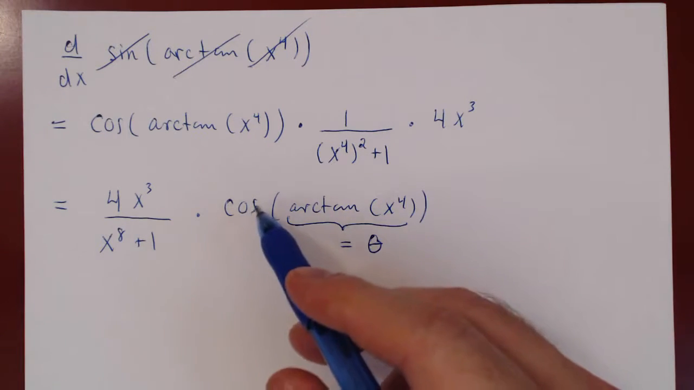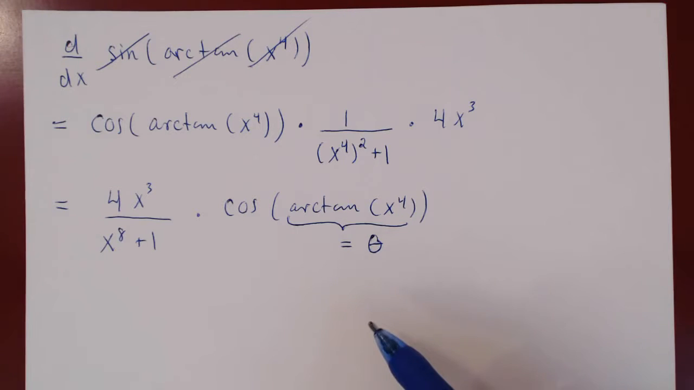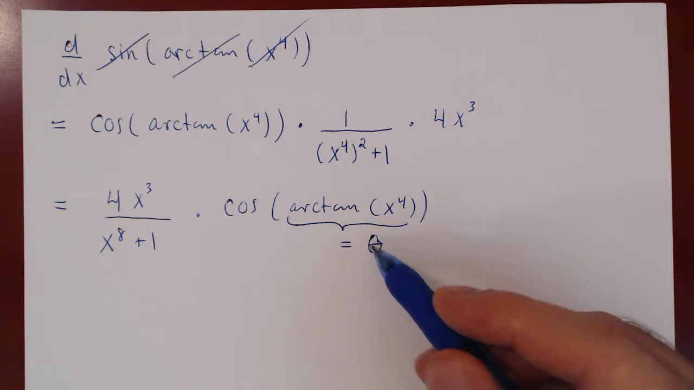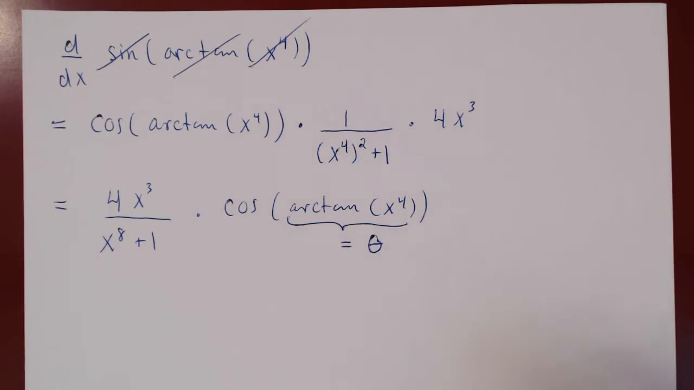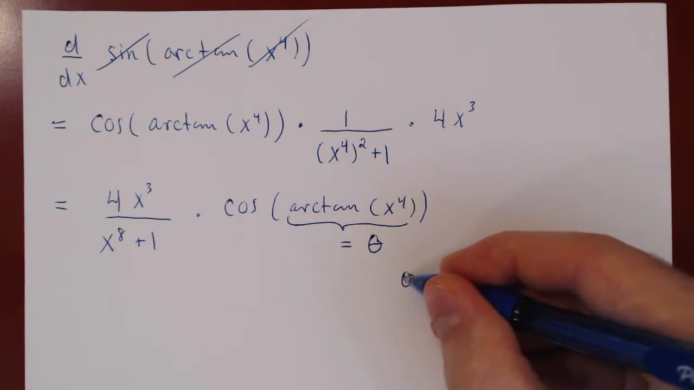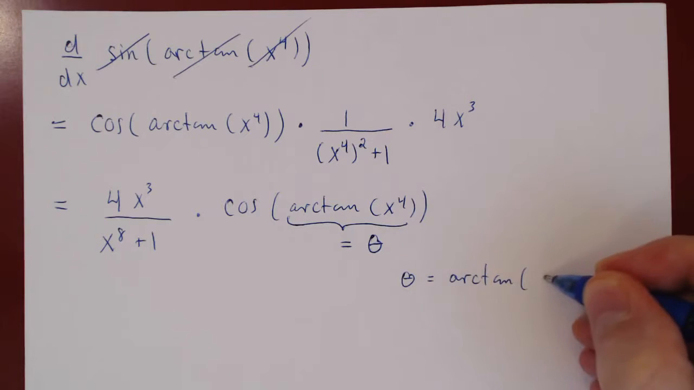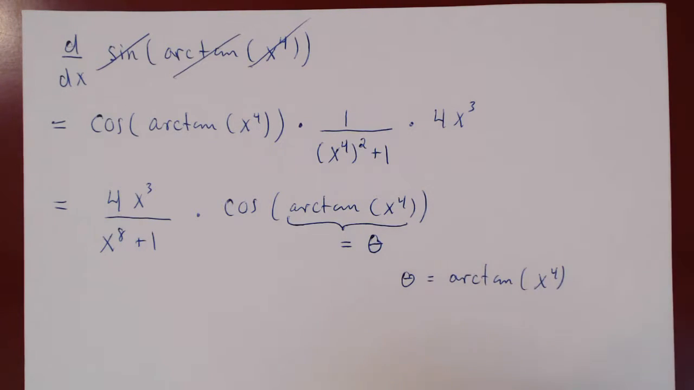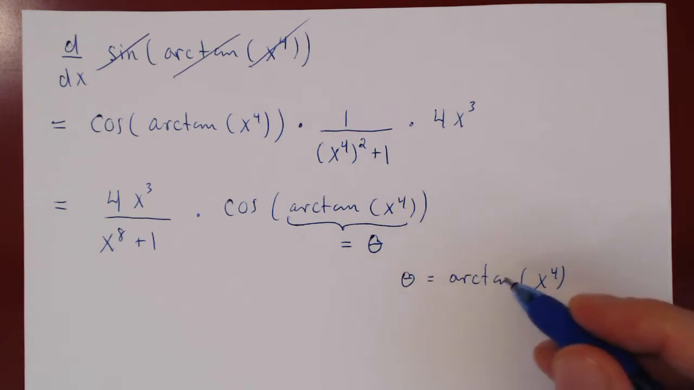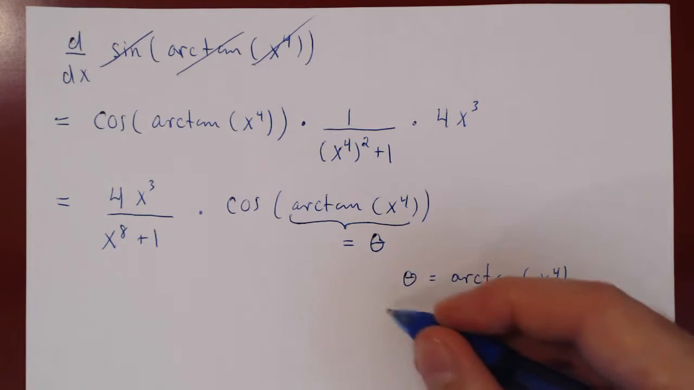So all we want here is to know what's cosine of theta. Well, if you think of it, theta is arctangent of x to the 4. If you want to get rid of the inverse trig function, take tangent on both sides.